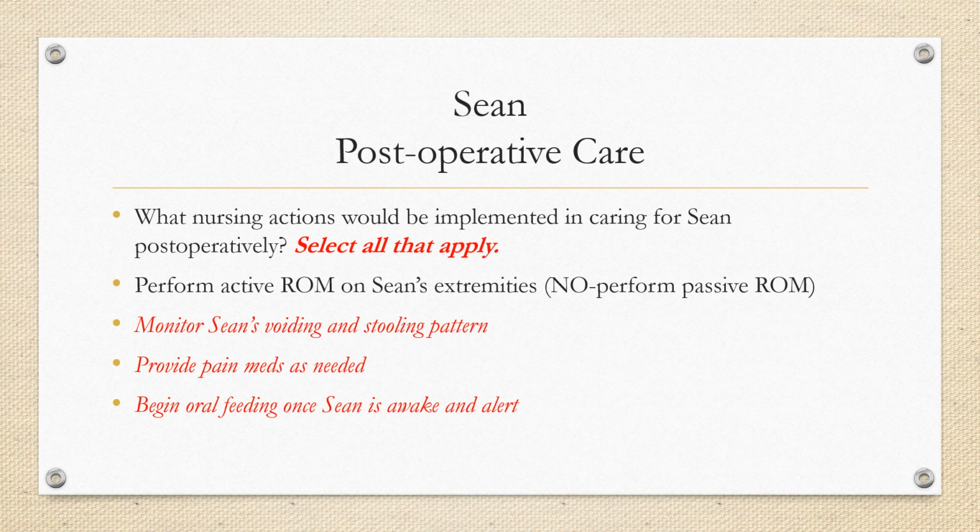More post-operative care. What nursing actions would be implemented in caring for Sean post-operatively? Select all that apply. Perform active range of motions on Sean's extremities. No, we'd be doing passive range of motion. Monitor Sean's voiding and stooling pattern, again, because we have to see if he's going to stool and have urine output based on the level of nerve innervation affected with his deformity. Provide pain meds as needed, yes. Begin oral feeding once Sean is awake and alert, yes.